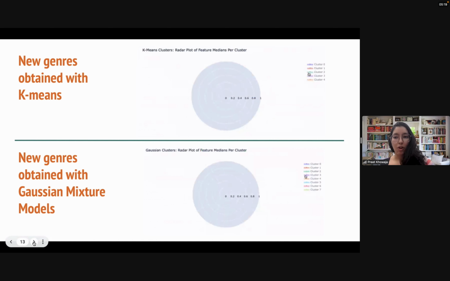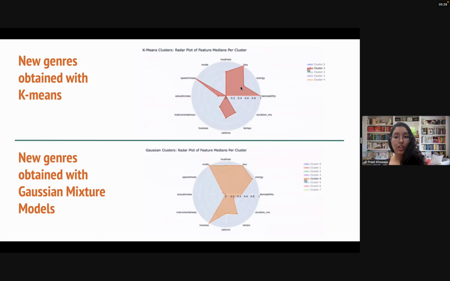We used these radar plots to get a feel of what our clusters look like with the two types of clustering that we did. You can see that some of the clusters are high in terms of loudness and energy. The others are high in terms of maybe acousticness.